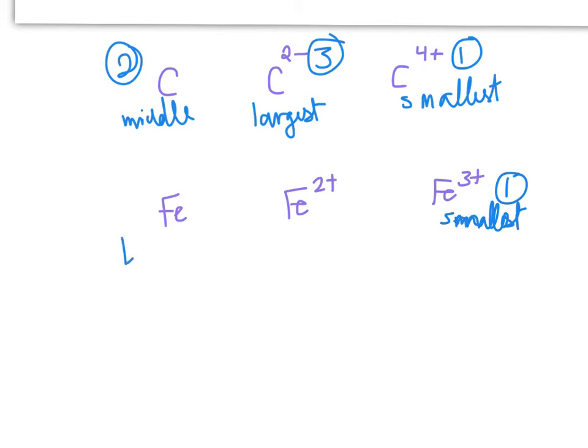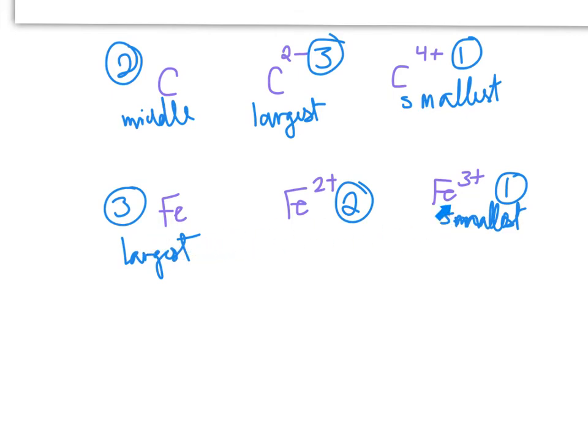This one would be the largest. So this would be number 3, and this one would be in the middle. Now, the reason why I can compare these three is because they're the same element. Those 3 are the same element, so I have the same number of protons. I'm just changing the number of electrons.